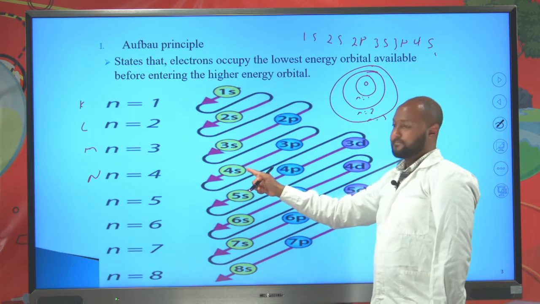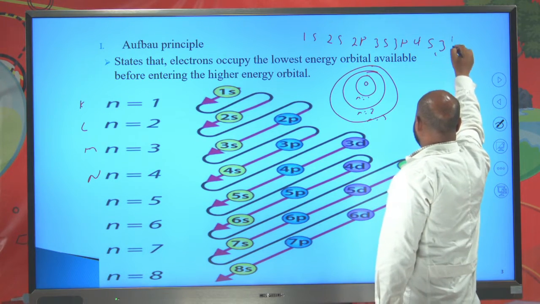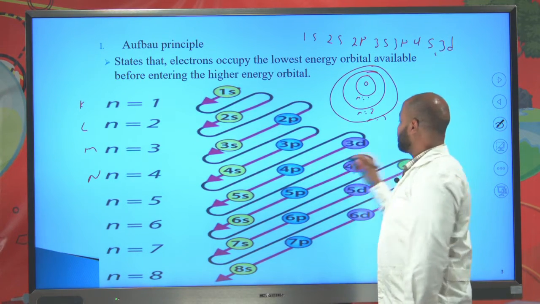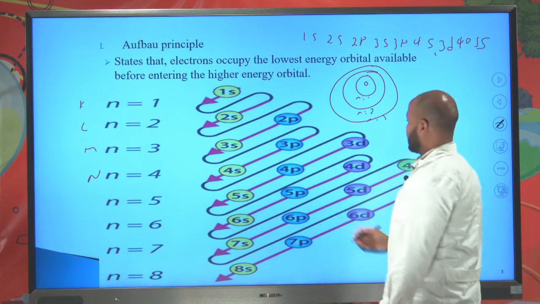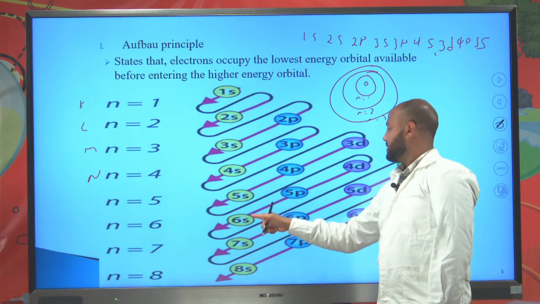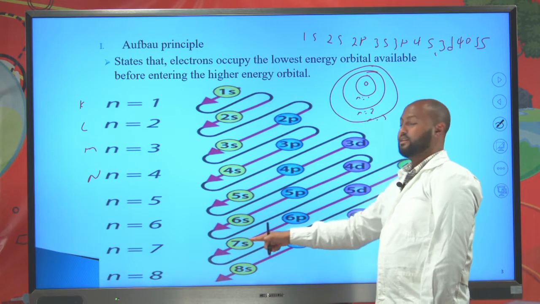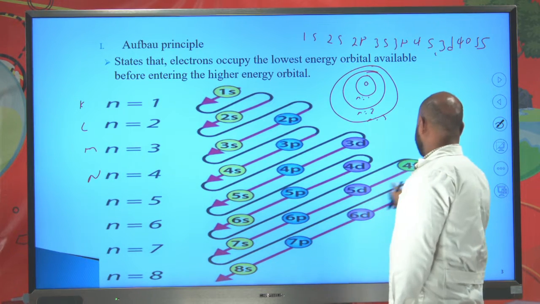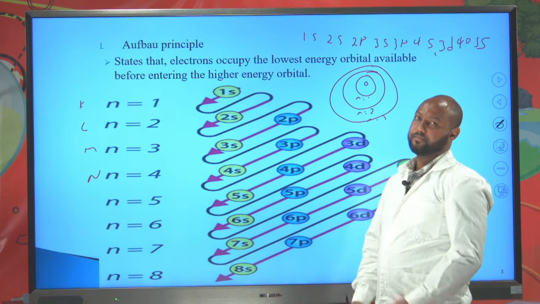4s. After 4s, it goes to 3d. Then it continues 4p and 5s. 5s, 4d, 5p, 6s, 4f, 5d, 6p, 7s, 5f, 6d, 7p and 8s. It continues.